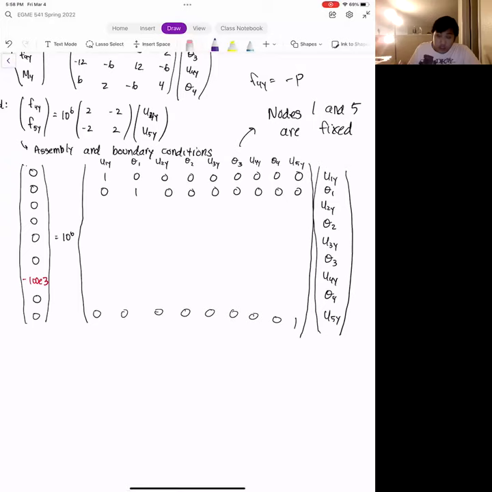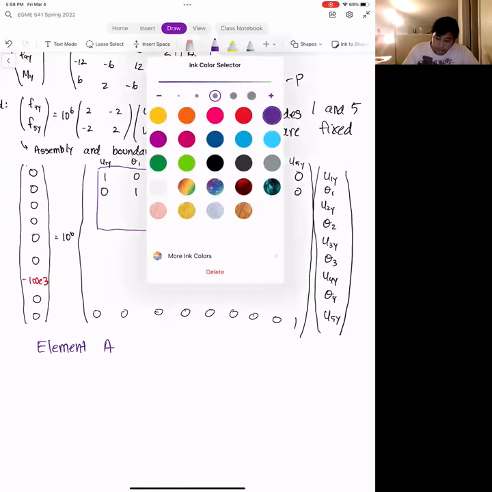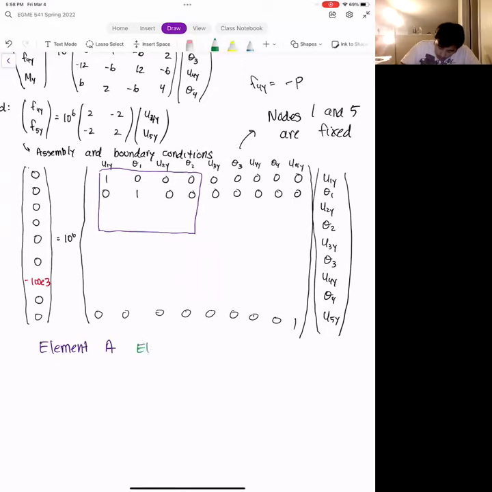I'm going to use the same method that I usually use in class, where I box out the areas where we're going to plug these in. Okay, so let's start with element A. Element A acts on nodes 1 and 2, so it's going to be acting on these nodes right here. Okay, so that's element A. Next, we have element B. Element B is on nodes 2 and 3, so let's go ahead and draw those out.